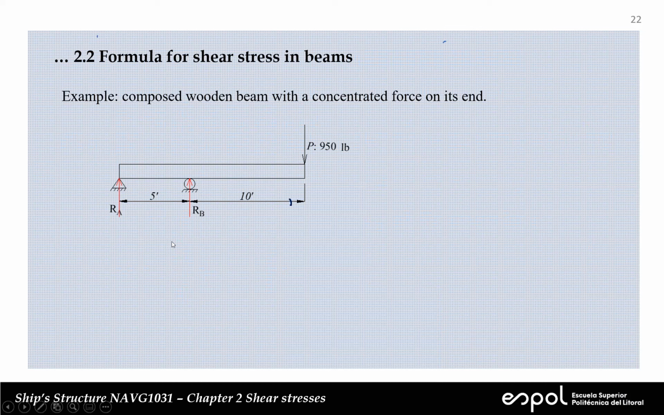So we're going to have this force pointing downward, and this pointing upward, and this pointing downward. Reactions at A and B. Now, called board A.